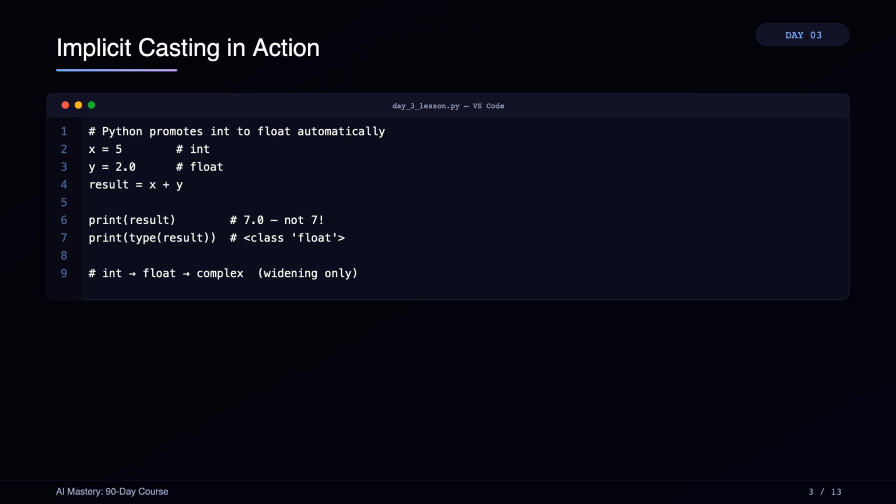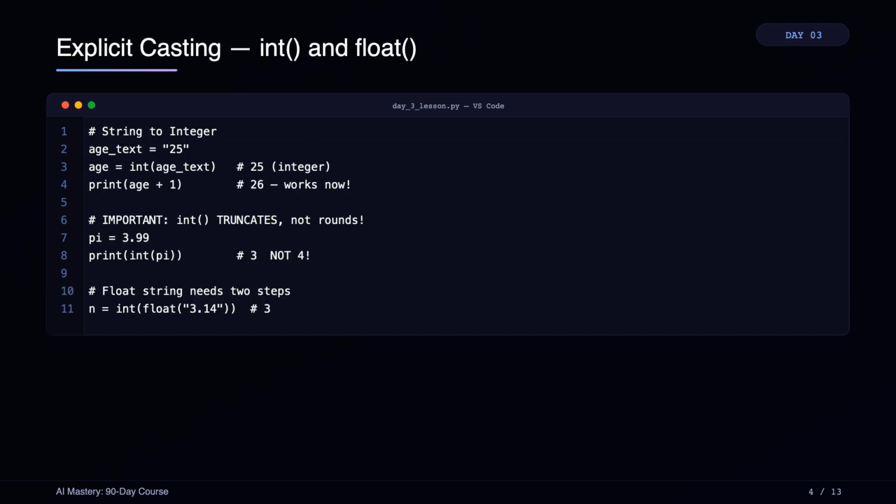Now here is an absolutely critical thing to remember about int. When you convert a float to an integer using int, it does not round the number, it truncates it. Truncate means it simply chops off everything after the decimal point. So int of 3.99 gives you 3, not 4. It does not matter that 3.99 is almost 4, int does not care about rounding. It just throws away the decimal part entirely.